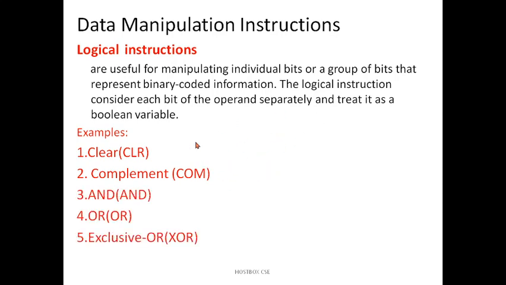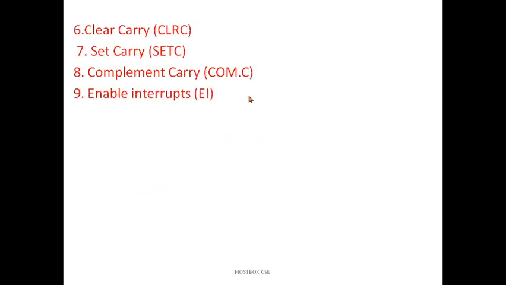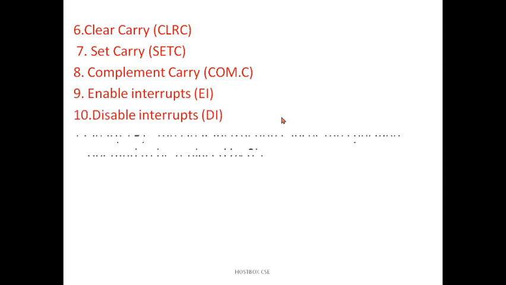One is called clear, another is complement, another is AND, another is OR, another is exclusive OR, followed by clear carry (CLRC), set carry, complement carry, enable interrupt, and at last disable interrupts. Let's see them one by one now with examples.